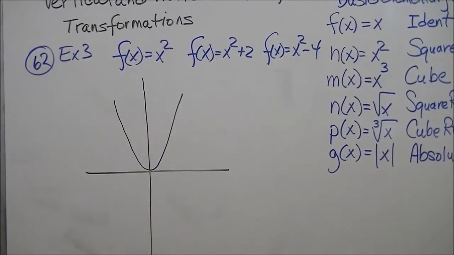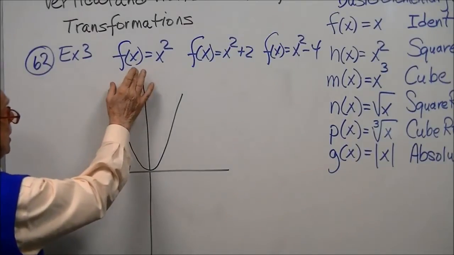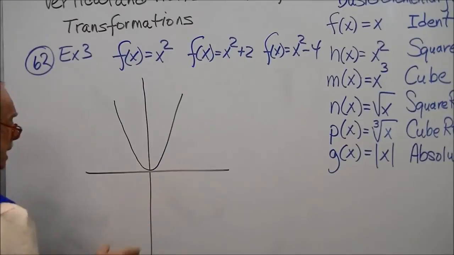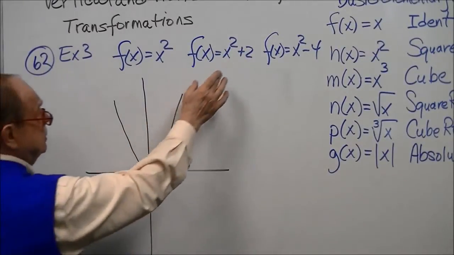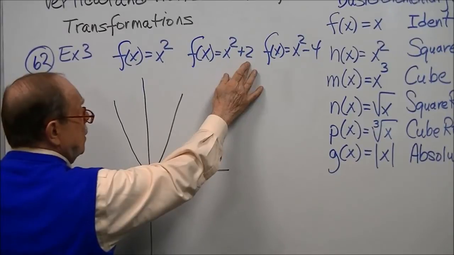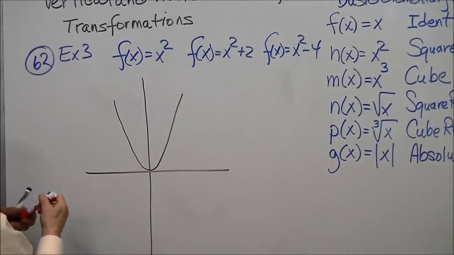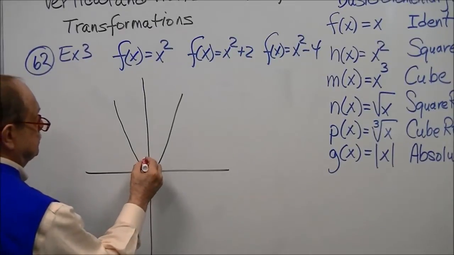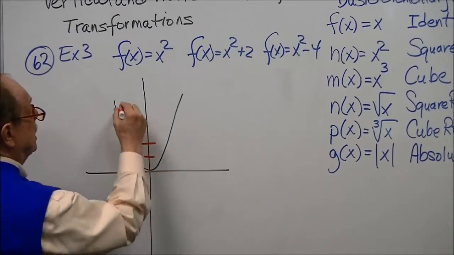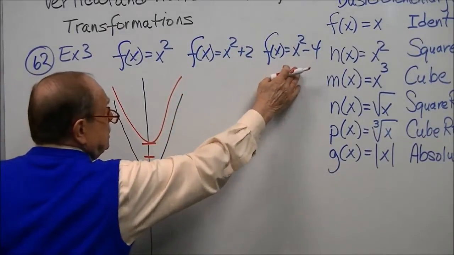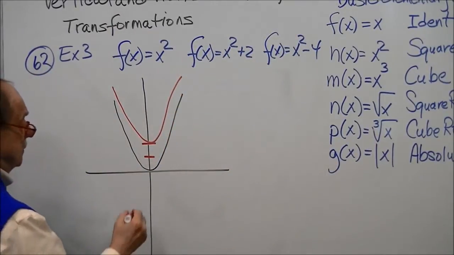As we go on to our next function, here the function is x squared. We get a parabola, and now we're going to shift it vertically up 2 units. And we get something like that. Here we're going to shift it down 4 units.